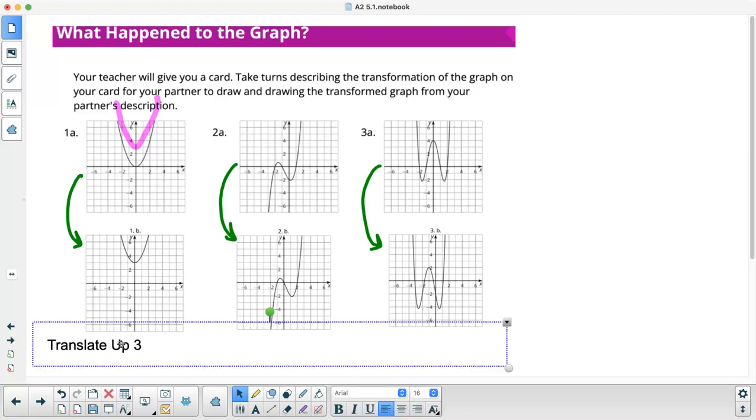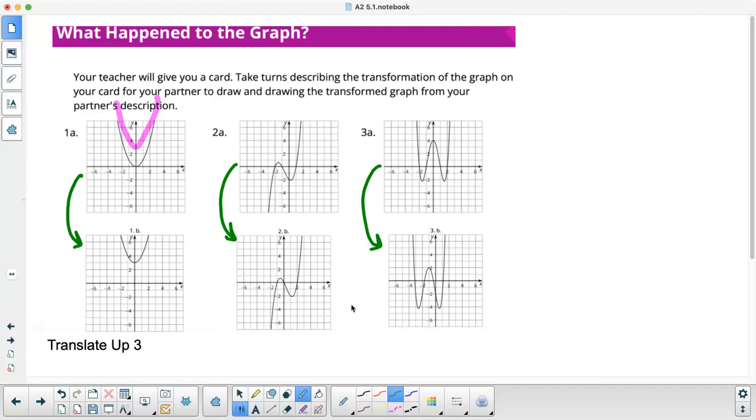Okay. So then we go here to the next one. And what you really want to do is find a point that you know for sure. So, I'm going to look at this point right there because that's negative 1, 0. It looks like it just moved to the right 1. Okay, it looks like that point ends up right there. So I'm going to say I'm going to translate right 1.